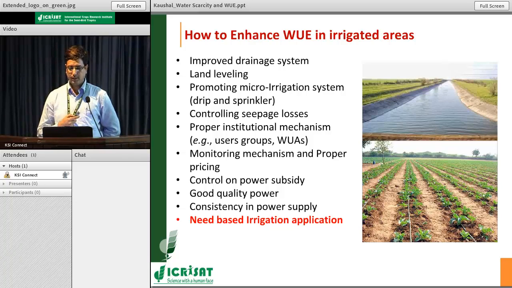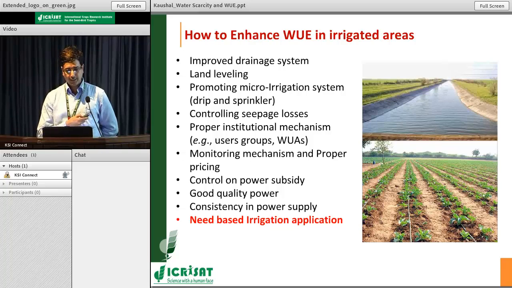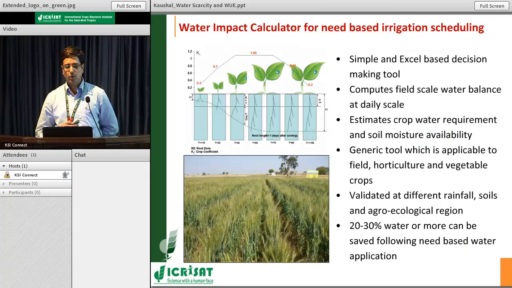Similarly, the water use efficiency in irrigated systems is in fact very low, less than 30% altogether. The main reasons are that the drainage systems are not good. It can be improved by land levelling and micro irrigation systems, and by controlling seepage and other losses. And the main important thing I am focusing on here is need-based irrigation application, on which we are working more intensively.